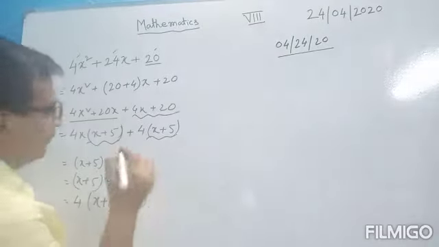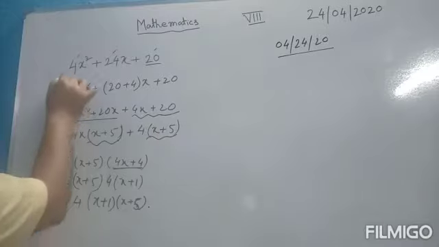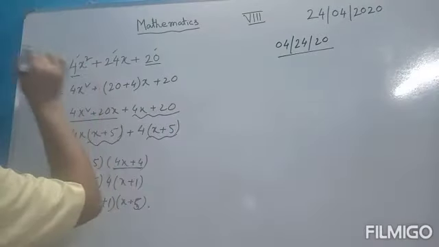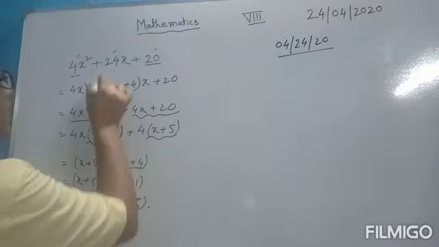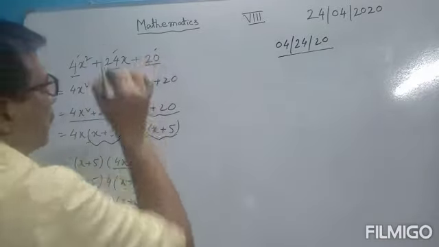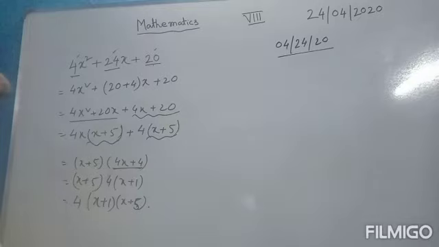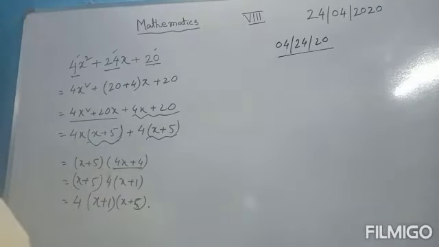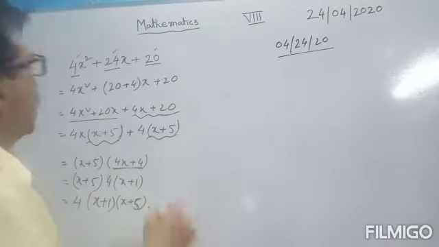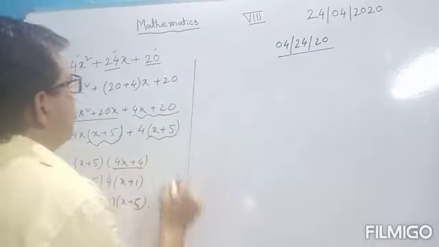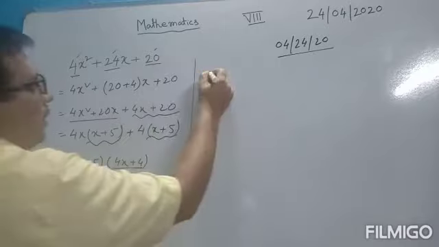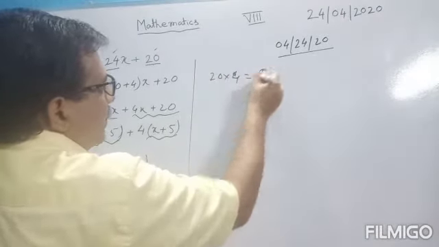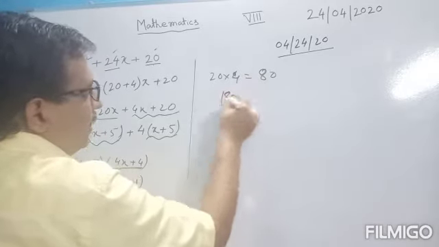This is the answer. We start in this way: 4, 24, 20. The coefficient of x squared is 4, the coefficient of x is 24, and the constant coefficient is 20. Most of the students do this sum in this way: first multiplying these two, 4 and 20. That is 80. Next find the factors of 80.